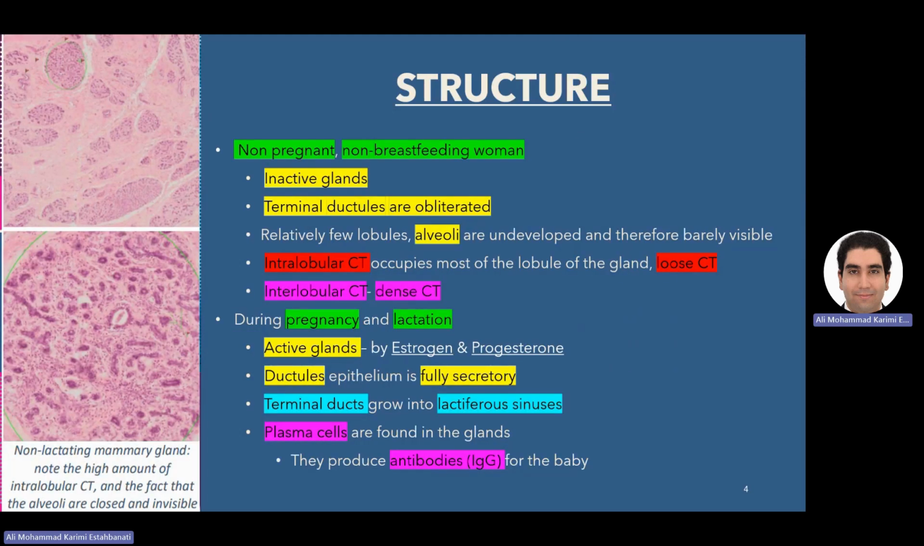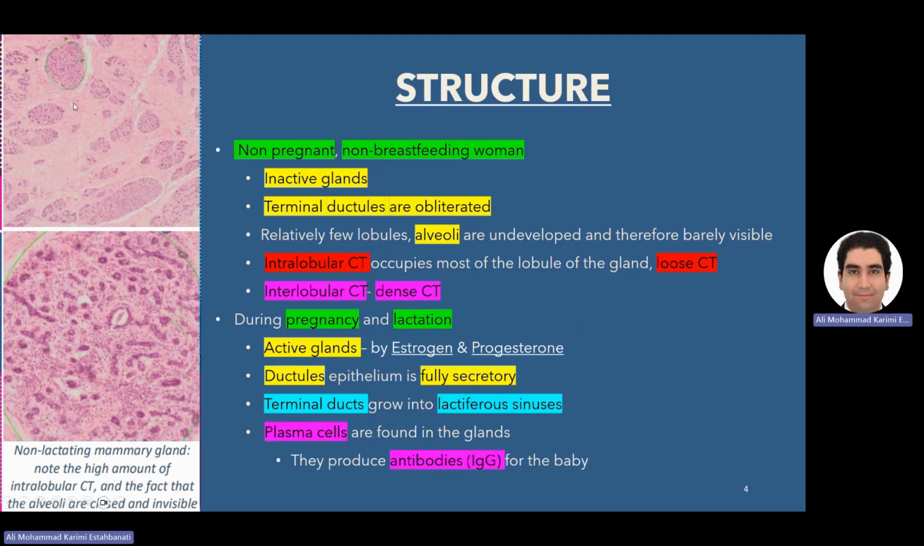So the structure varies between when the female is not pregnant, when the female is pregnant, and also when she's lactating. Now, when the female is not pregnant, that means no breastfeeding, so we will be having an inactive gland. The terminal ductules have already been obliterated, and there will be very few lobules, and alveoli usually will be underdeveloped. Then we will have the interlobular connective tissue, which occupies most of the gland when it's inactive.